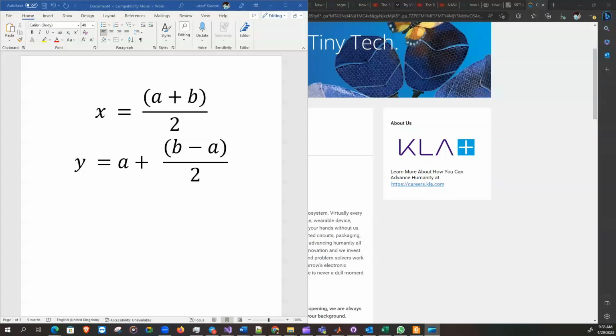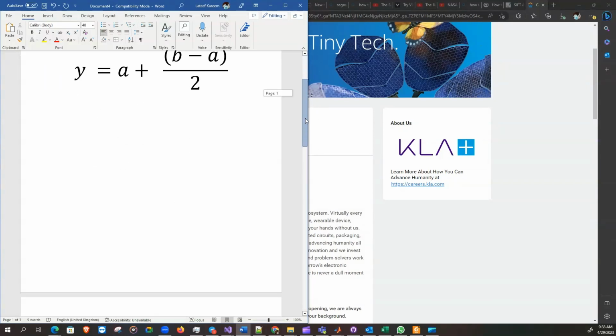Now let's discuss the difference between x equals (a plus b) all over 2 and y equals a plus (b minus a) slash 2. These two expressions are mathematically the same, but computationally they are not. So one may ask, what is the difference? Well, it turns out there is a difference.